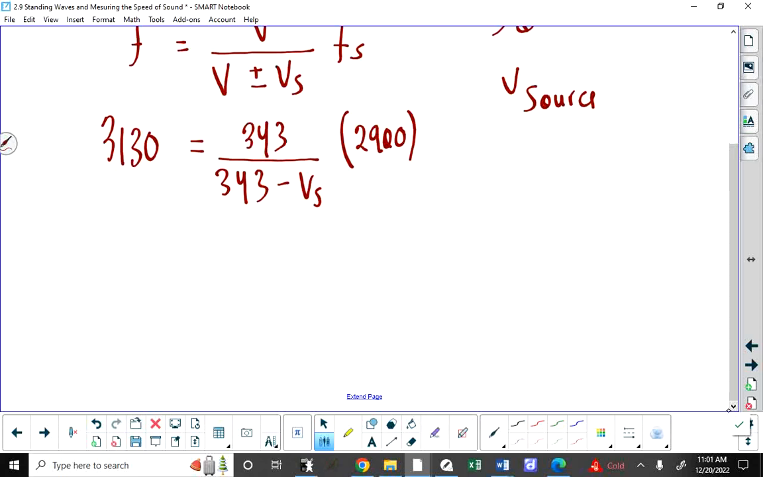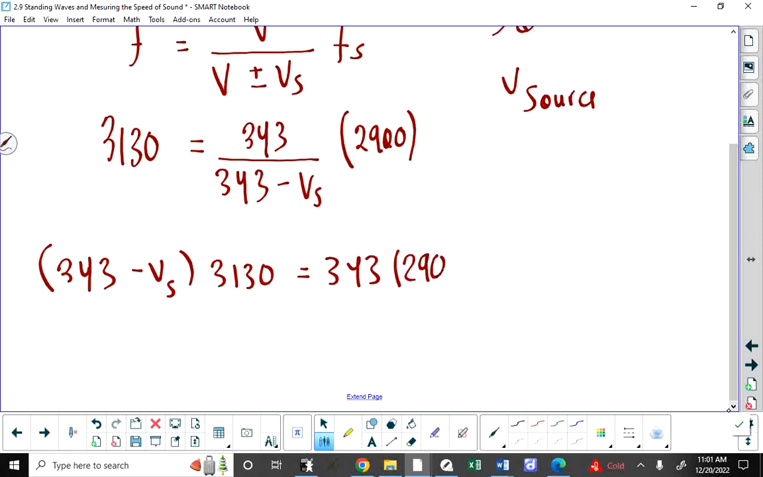So I'm going to multiply both sides by the denominator here. And I'm going to get 343 minus our answer times 3130 equals 343 times 2,900. Are you with me on that? Okay. Unfortunately, what your Math 9 and maybe even your Math 10 or Math 20 teachers tell you is we should get in the habit of multiplying things out before we solve. And I think that's not a good move here. Since we want to get Vs and Vs is in the brackets here, why don't we just divide both sides by 3130 right now to get rid of that number?